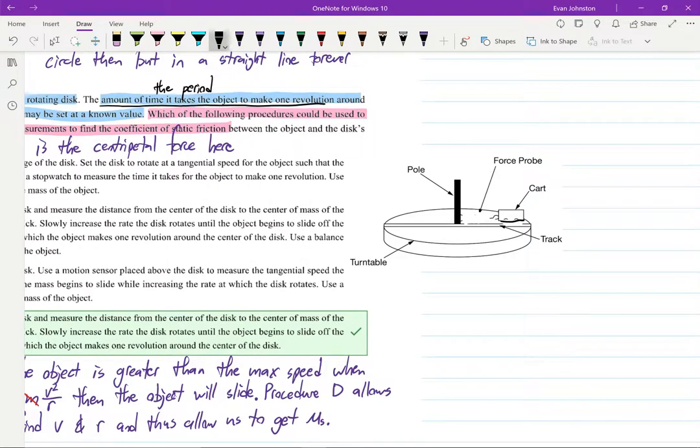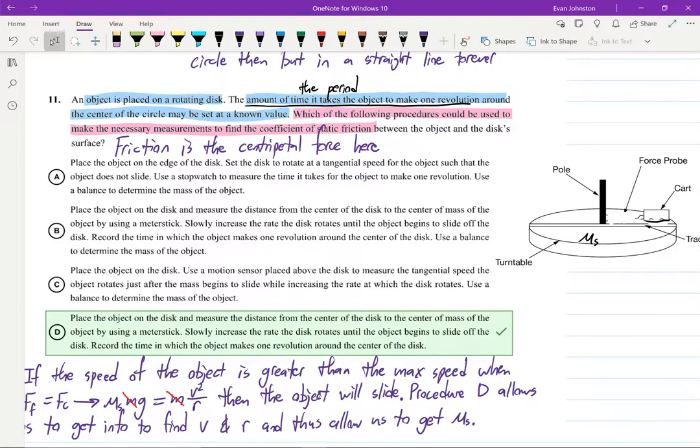What happens is that as it spins, well, there's friction. So there is a mu of static friction here. So it's essentially stationary on the turntable or the rotating disc, and friction is going to hold it in place as the disc rotates.